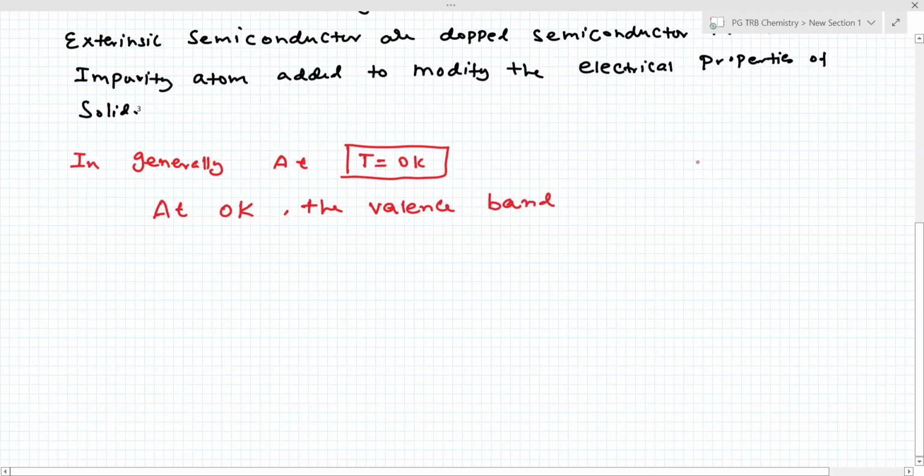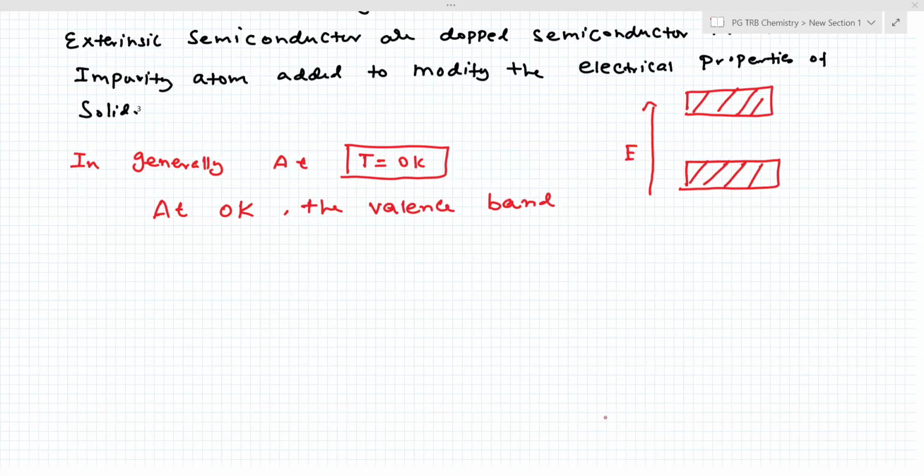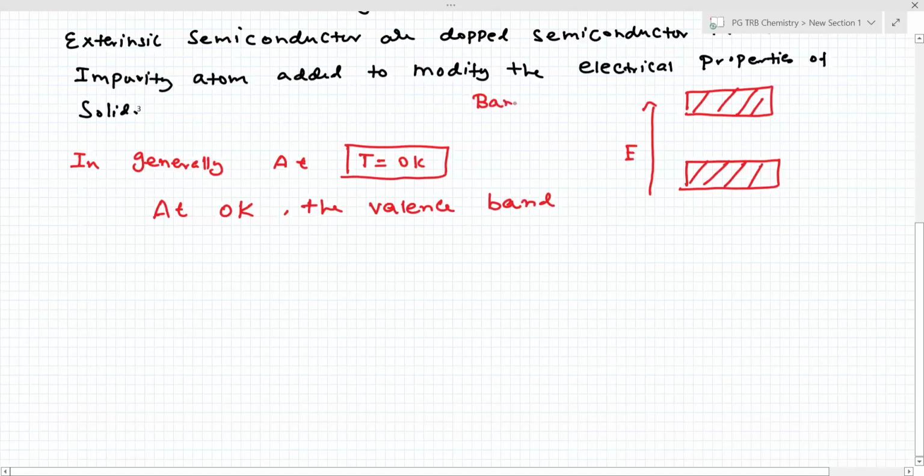Listen, new students. Generally, we have two types of band, the energy levels. What is a band? Anyone, students? Nothing but a combination of energy levels. Good. A band is a combination of energy levels.